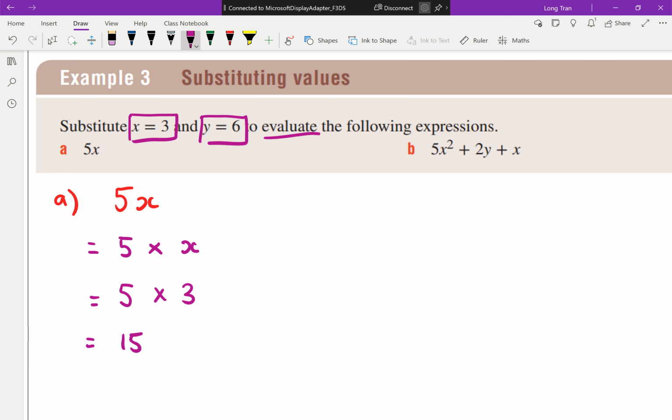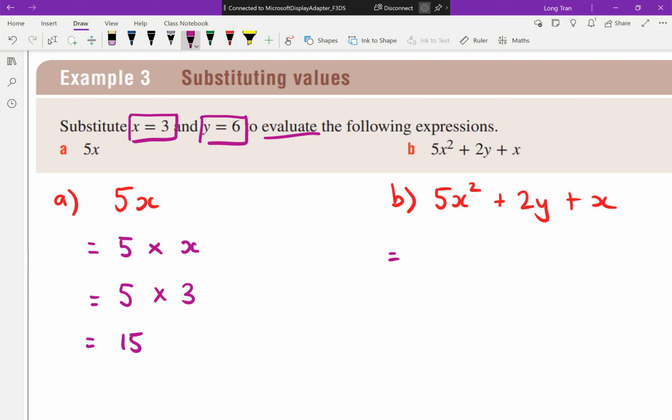So it makes sense that now that would make 5x equal to 15. Let's try B. B says you now have 5x squared plus 2y plus x. Now let's break this apart.